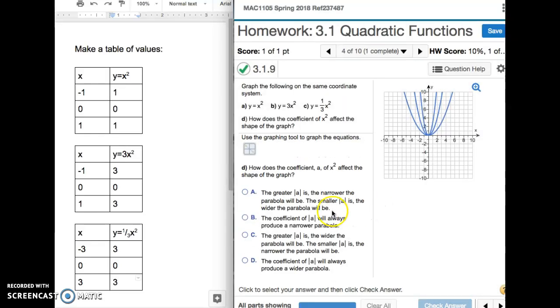Okay. Moving on to part B. Let's look at that coefficient. In the first one, the coefficient is 1, the second one is 3, and the third one is 1/3. How does the coefficient a of x squared affect the shape of the graph?